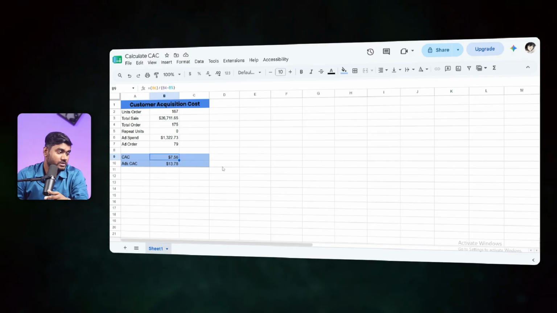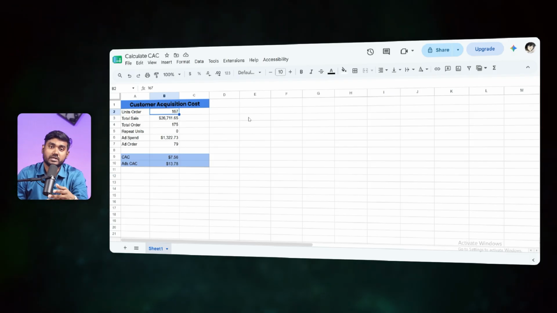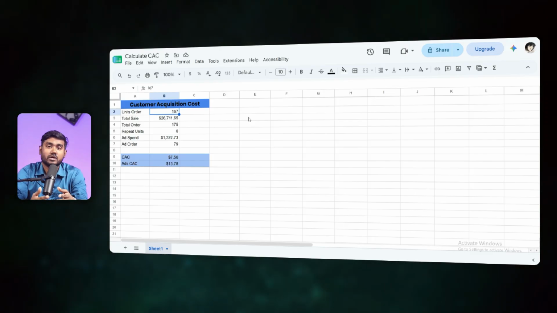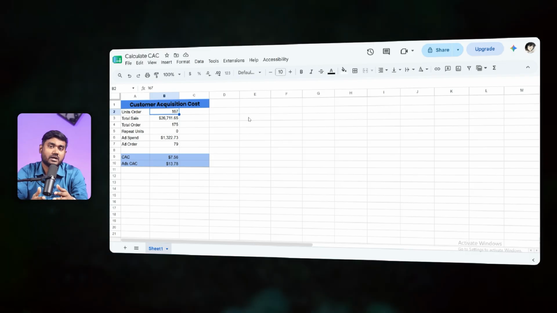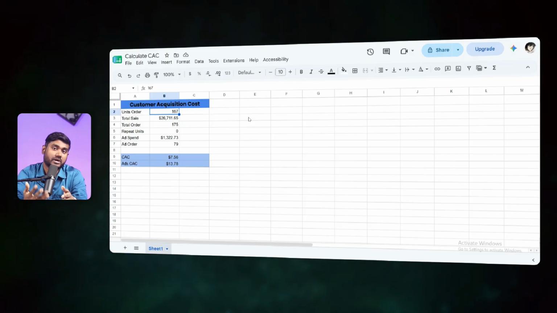And here you can see my ad orders are about 80 units, but my unit orders in total are 167 units, so more than double. So 50% of my sales are coming organically, and 50% are coming through the ads. This is a healthy ratio we are maintaining for this account, and that's why even though the product price is very high, the acquisition cost is not that much.